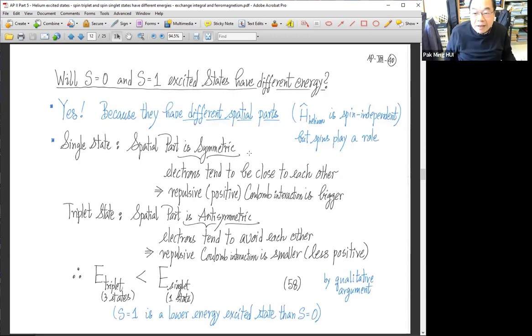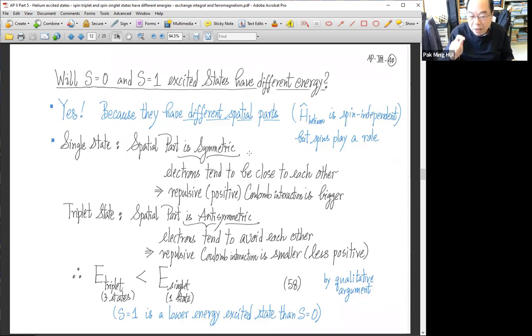So I would like to use 2 minutes to answer the first question that I posed. Do the singlet state and the triplet state have the same energy or different energy? Now the answer is quite clear. They have different energy. Why? Because the spatial part, they are different in symmetry. And why does it matter?